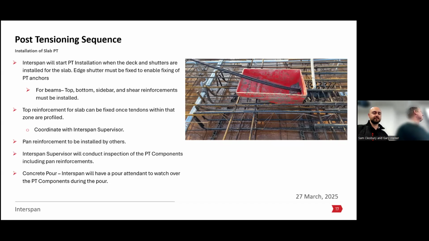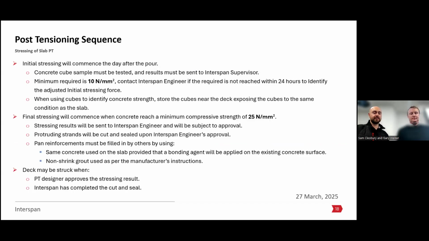So PT's installed, rebar's installed, concrete's poured. We've done the pour watch, everyone's happy, and then we have to think about stressing. So it's usually a two-stage sequence in PT slabs. The initial stress will happen when we get a compressive strength of 10 newtons. And what we'll do there is we'll just put a little bit of force on just to pre-compress the concrete, put a bit of force through the PT system just to prevent any early stage cracking of the slab.